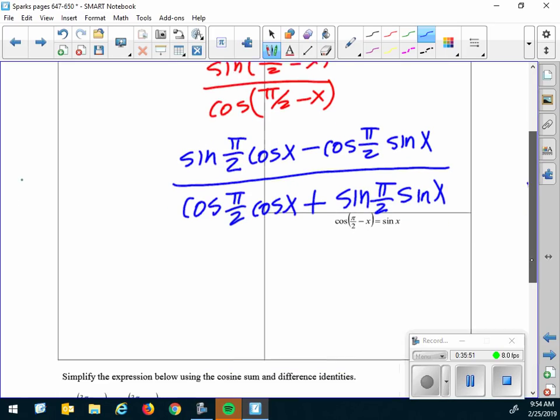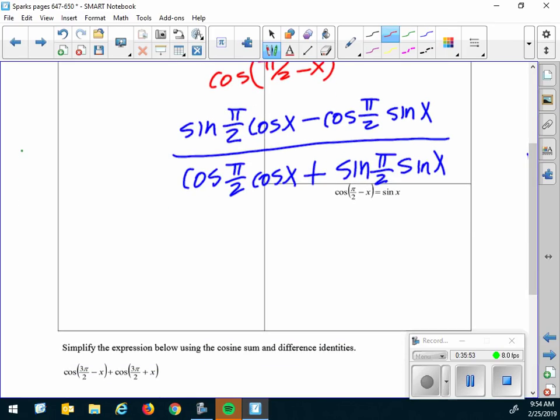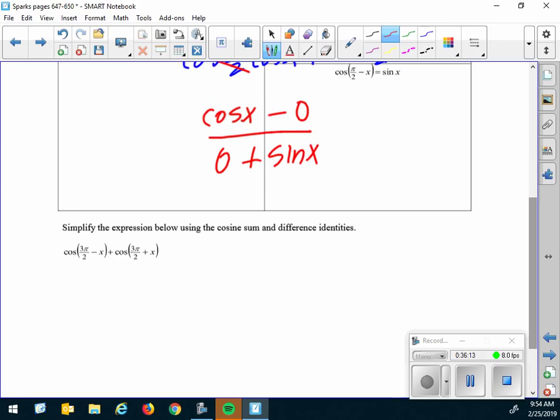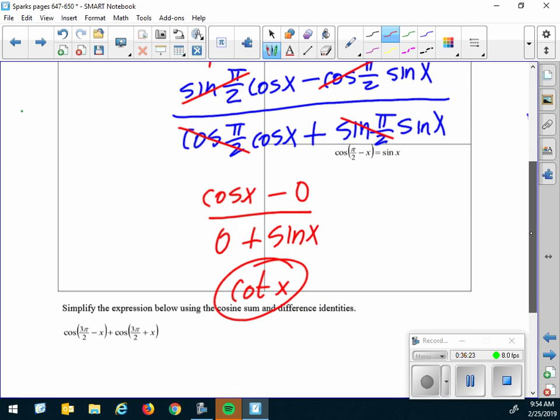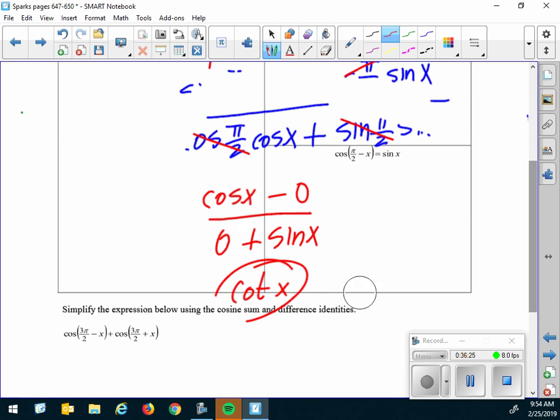Yep. Okay, sine of pi over 2 is 1. So this is cosine x, minus cosine of pi over 2 is 0. So the rest of that's gone, minus 0. Over, again, that's 0, plus sine of pi over 2 is 1. So this is cosine x over sine x, which is cotangent x. And that is what I was looking for. Okay, almost done here.